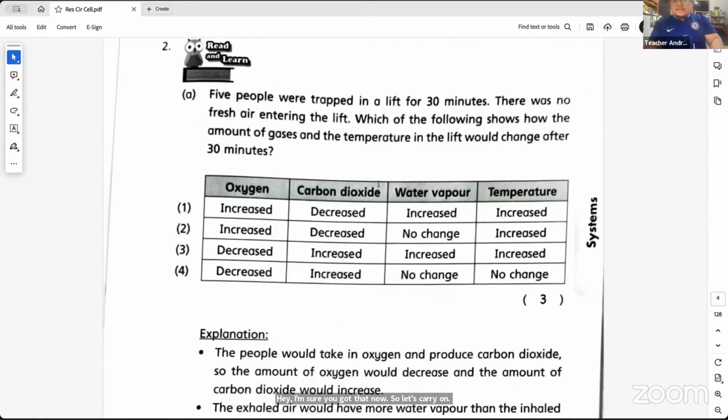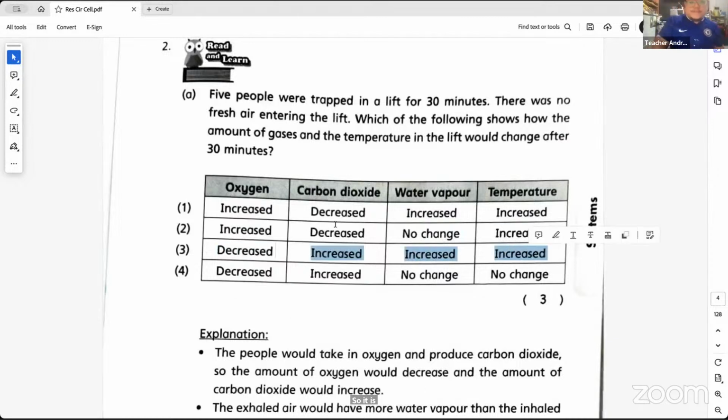All right. This is another example, right, of how the examiner will like to trick you guys. So a typical science question on air, they like to give an example of 5 people so unlucky, trapped in a lift. You can be trapped in the lift or forget to bring the house key, whichever. So in this case, right, 5 people are trapped in the lift for 30 minutes. There is no fresh air, no ventilation. So which of the following shows how the amount of gas and temperature in the lift will change after 30 minutes? So in this case, the answer is number 3.